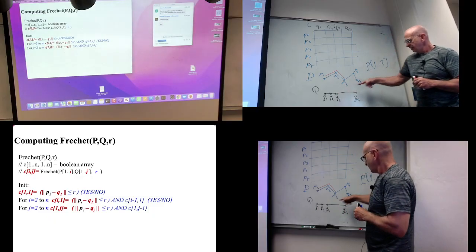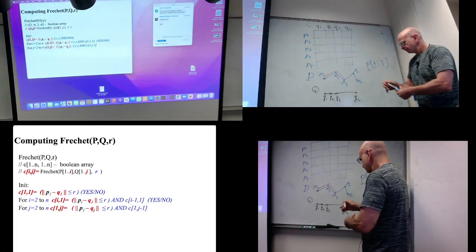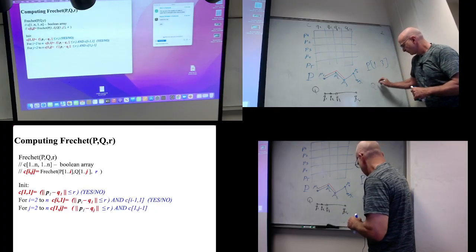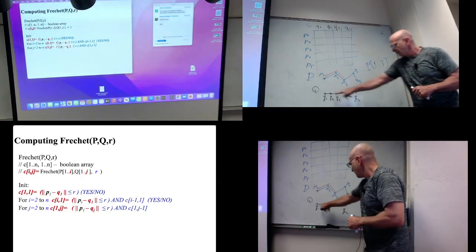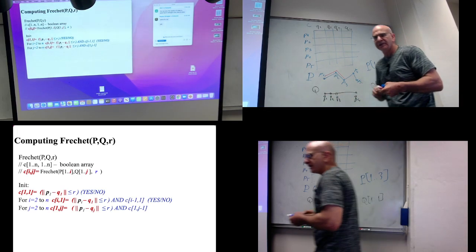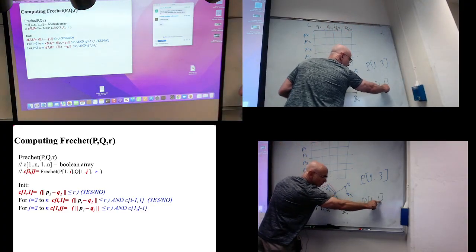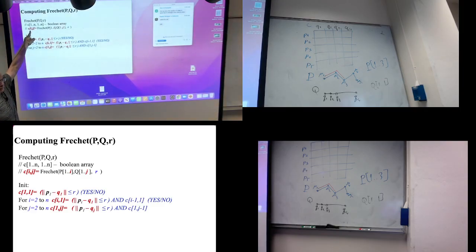And similarly, Q of 1 dot dot 1, the same notation, is a polygonal path that consists just of the first vertex. It's a prefix of just a single vertex. Q of 1 dot dot 4 will be a prefix of 4 vertices. And now I'm going to tell you what I'm writing in every cell of this table C.